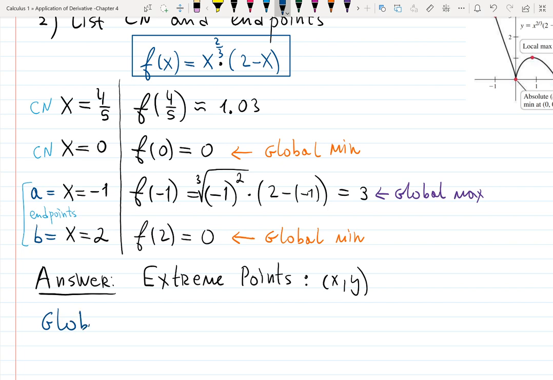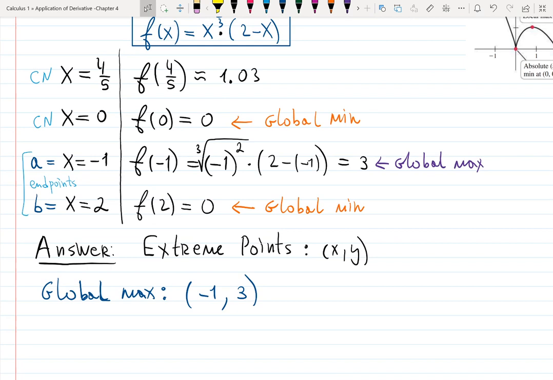I'll write down global maximum. It doesn't matter which one you write first, unless your online homework tells you which one should go first. Global maximum is happening at -1, and it is 3. Make sense? So at x equals -1, y is 3. And this 3 is global maximum.